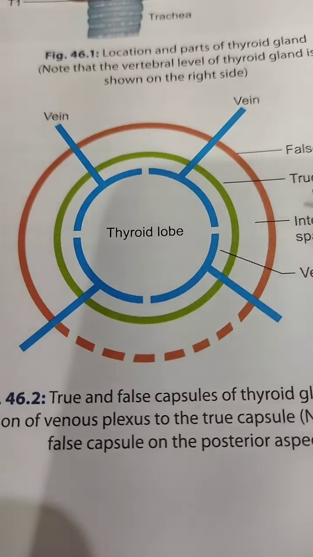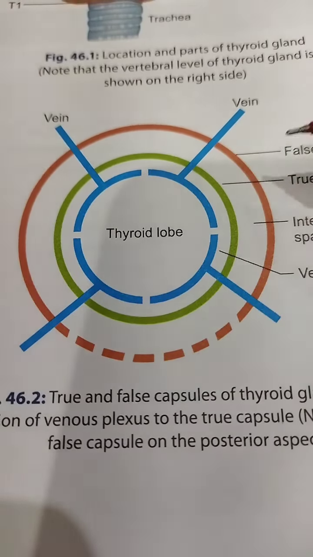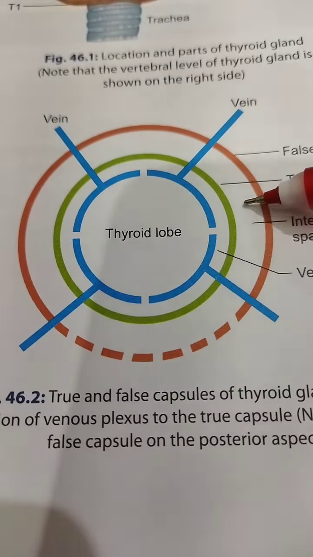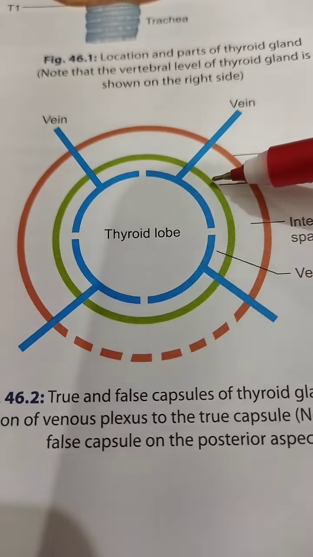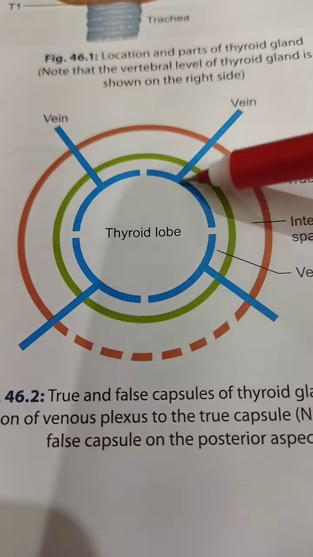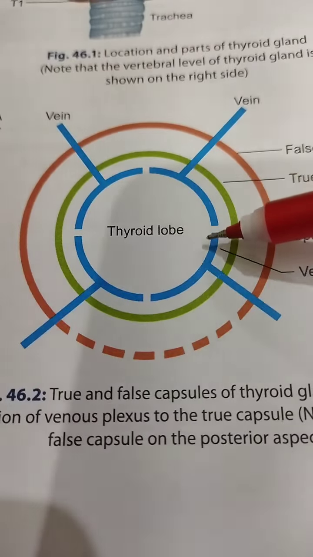This is the false capsule of the thyroid gland, the pretracheal fascia. This is the true capsule of the thyroid gland, and this is the intercapsular space. And deep to the true capsule, this is the location of the venous plexus of the thyroid gland.